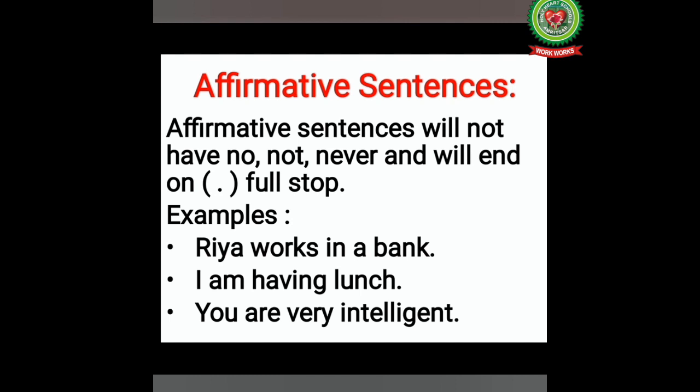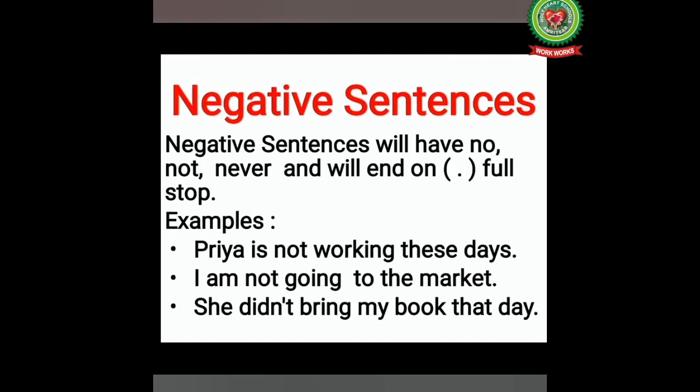Now come to the negative sentences. Negative sentences will have no, not, never and will end on full stop. Okay, let's discuss some examples. Look at example number 1. Priya is not working these days. Example number 2 is, I am not going to the market. Example number 3 is, she did not bring my book that day. As you can see, we have used the words no, not, never in these sentences. So these are negative sentences.